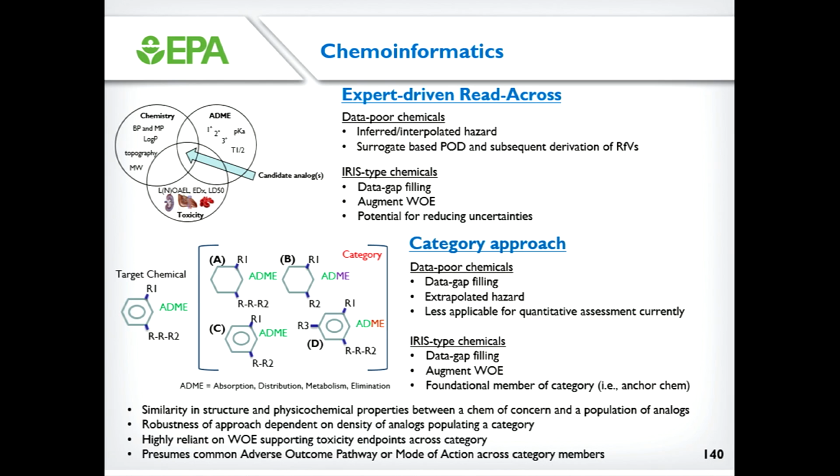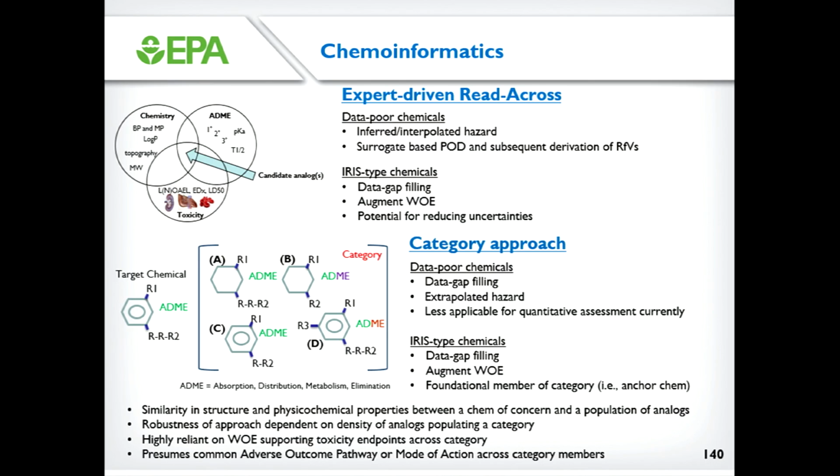And the reason being is when you assemble the candidate analog space, you then identify the single best analog within that space that can serve as the surrogate for your target chemical, both in terms of inferring or interpolating to the hazard of your target, and then using the single best surrogate as the basis for your dose response information for your target. And that is using, for instance, a point of departure for the surrogate chemical as the basis for deriving a human health value for your target.